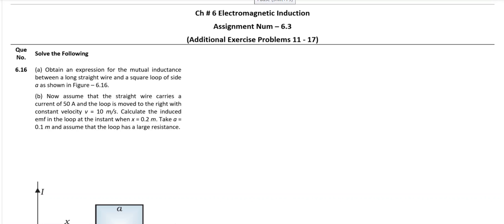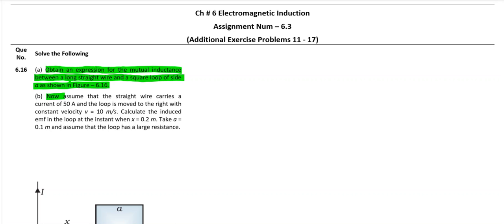Hello students, in this video we have the 6th additional exercise problem of chapter 6. The question is, obtain an expression for the mutual inductance between a long straight wire and a square loop of side A as shown in the figure.